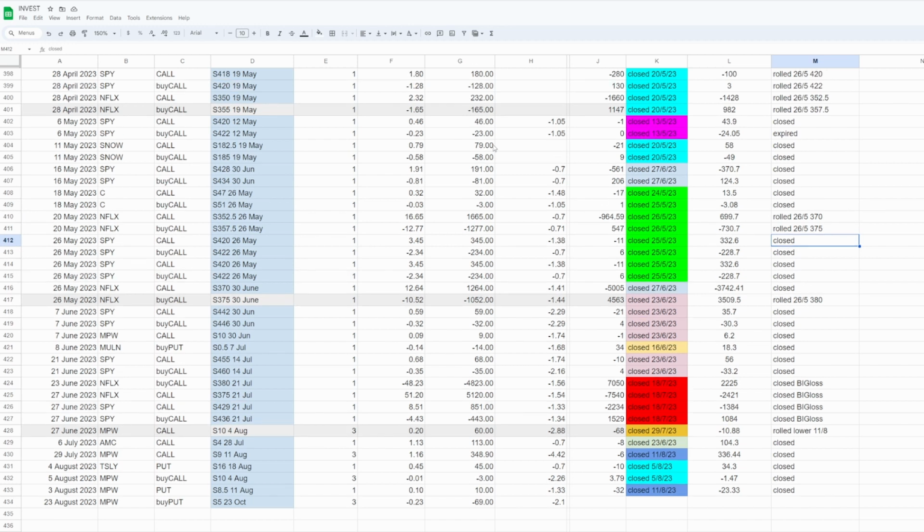But if you're doing options, I highly recommend you have some sort of tracking. I'm not sure if this is something that you're into. You could probably get some better tracking software or paid software, or even free ones probably. But this is just the way I do it. This is how I understand it.